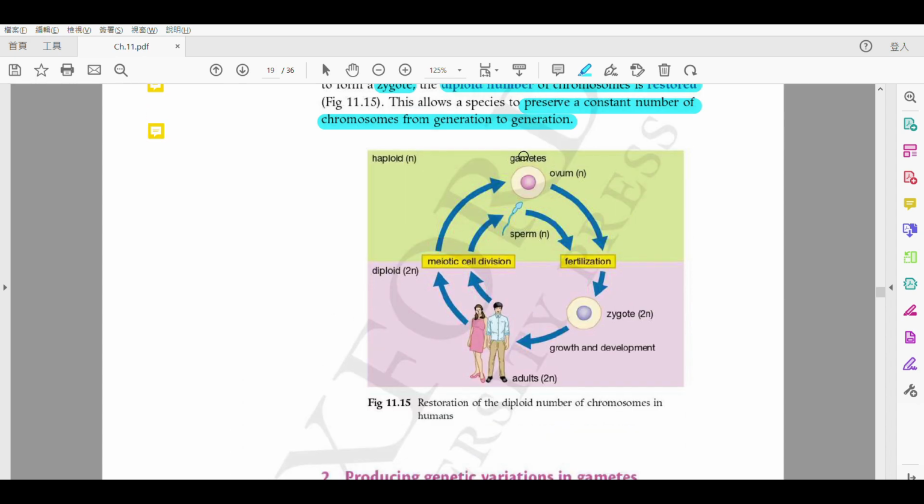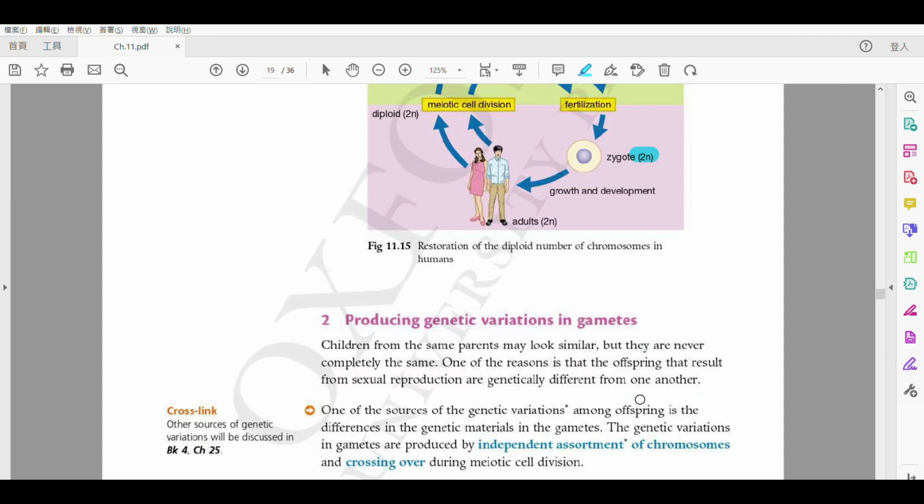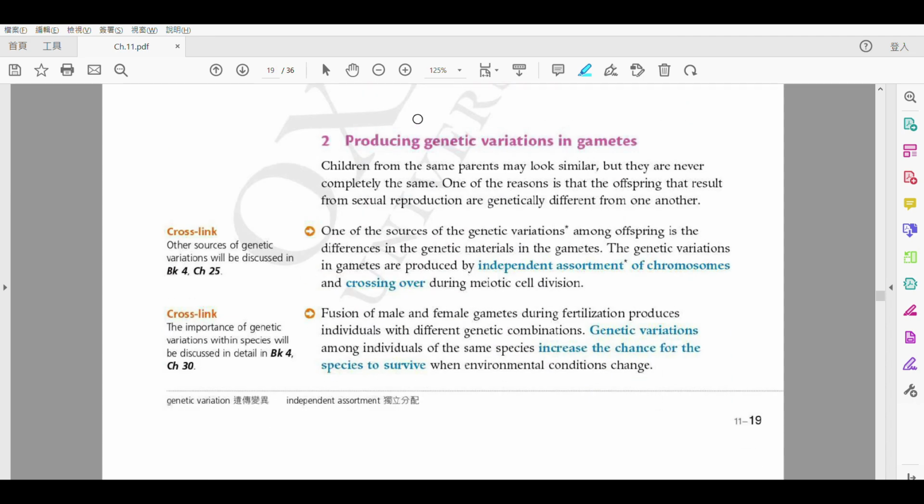So this is the first part. You can look at this diagram yourself. It's not that difficult. Remember the N here and 2N here. Just be careful. 好啦，咁然後啦，再嚟咯，and then producing genetic variation. This is very, very, very important. 得唔得？呢個非常非常之緊要啊。So let's start. 我哋會講啦，children may look similar to their parents, right? They look similar, but they are never the same.